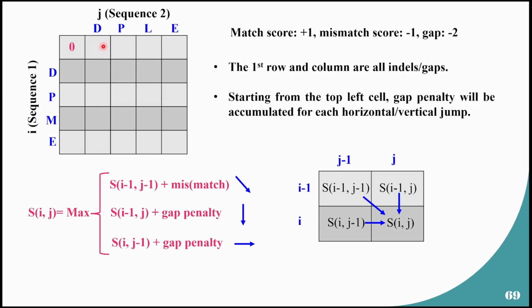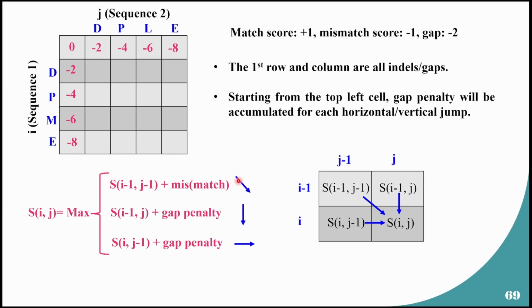For example, the first box just beside the 0 value will have a value of -2, and the next one will have a value of -4, because the gap score is being accumulated. On the first column, the vertical jumps also indicate gaps, so here also the gap penalty will be accumulated. Now, based on a particular match or mismatch value, you have to calculate the potential value that can be put in all of the other cells. Now, what value will that be? It will come from this algorithm.